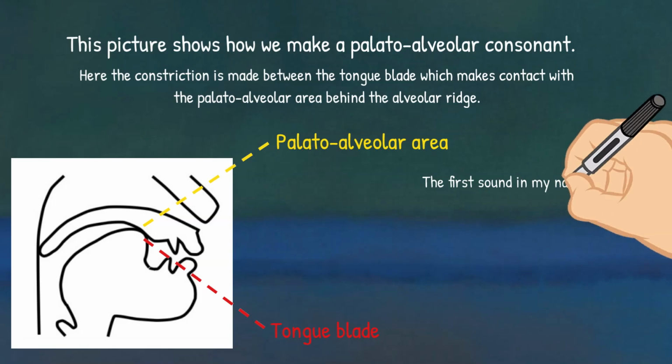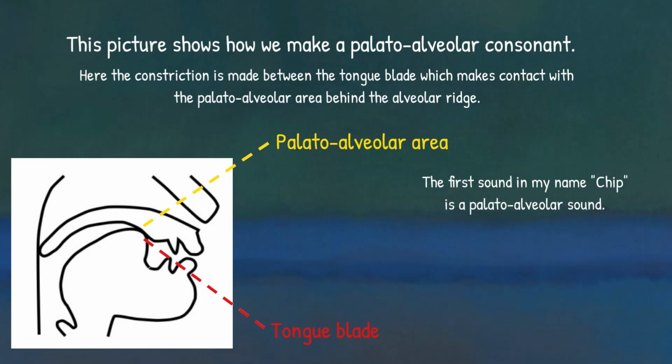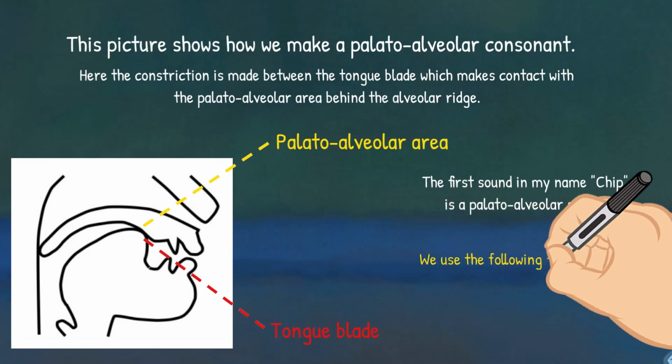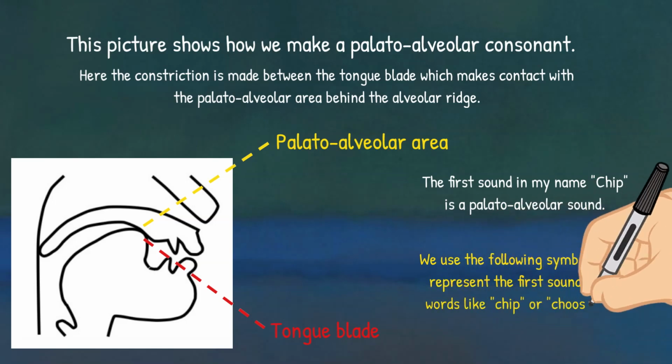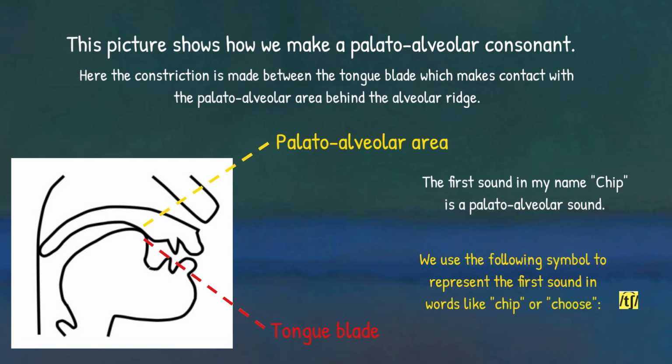The first sound in my name is a palatoalveolar consonant. When we transcribe the first sound in my name, we use the following symbol to represent ch.